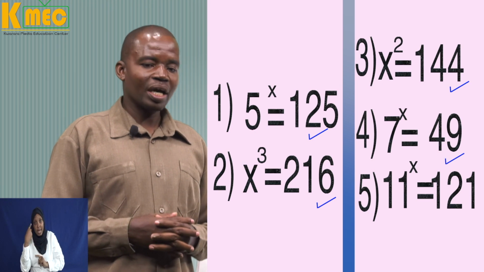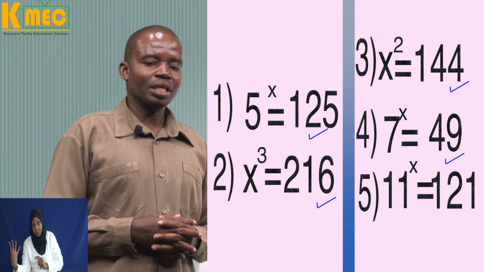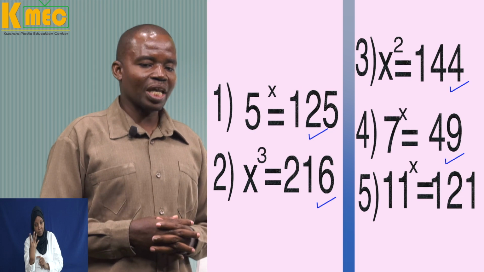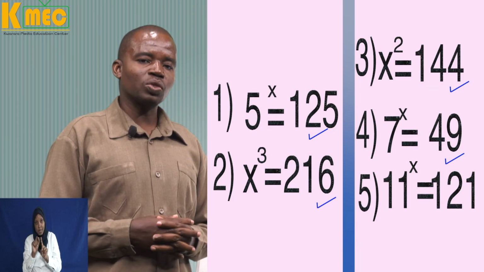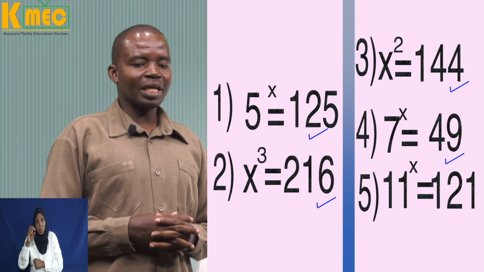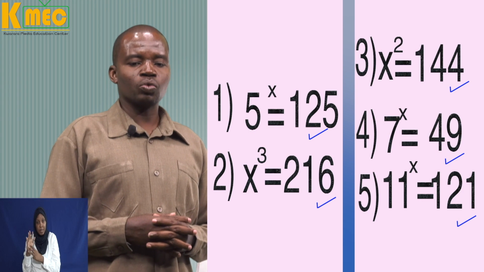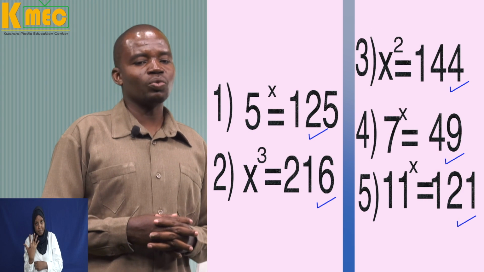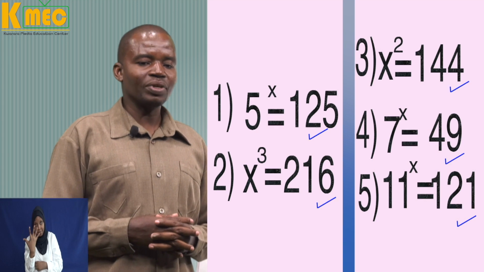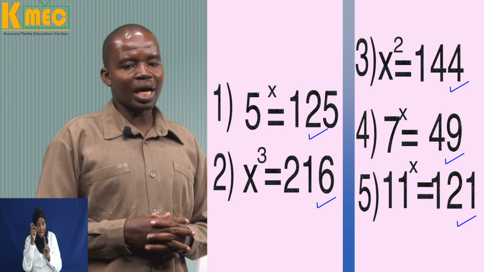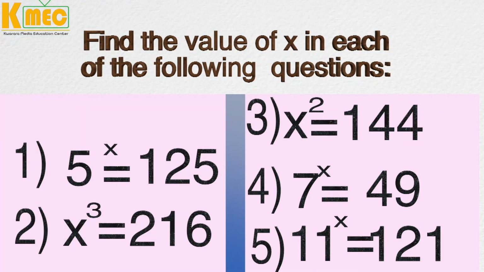Number 4, 7 exponent x is equal to 49. And number 5, 11 exponent x is equal to 121.